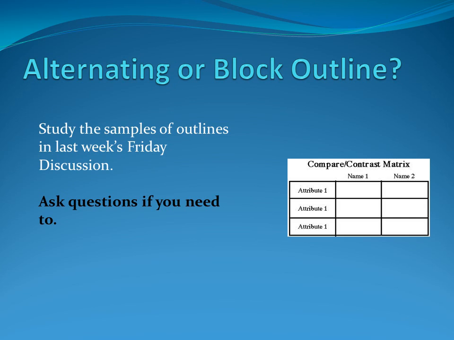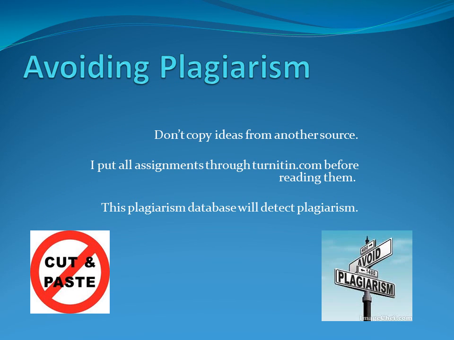Now study the samples of outlines in last week's Friday discussion. That would be week 5, Friday discussion, when we did the comparing and contrasting outlines. Ask questions if you need to. I won't spend too much time on plagiarism except to say that this is the 300-point assignment in week 7, and you will fail the class, most likely, if you lose 300 points for cheating by plagiarizing. Ask questions about plagiarism if you need to.